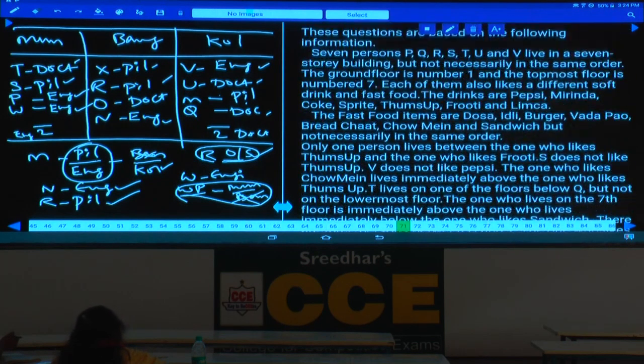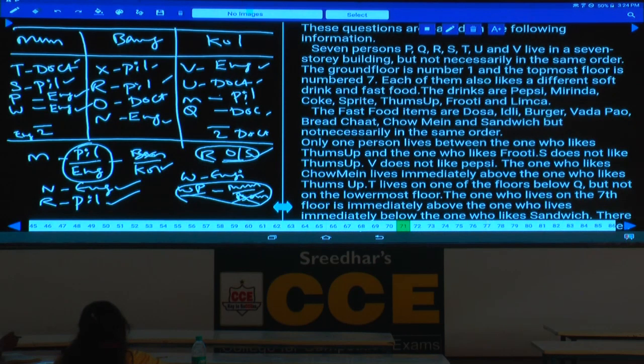7 persons, P, Q, R, S, T, U and V, live in a 7-story building, but not necessarily in the same order. Each of these persons is living on a separate floor, and the ground floor is number 1, the topmost floor is number 7. Each one of them likes a different soft drink and fast food. The drinks are Pepsi, Mirinda, Coke, Sprite and so on up to 7. And the fast food items, there are 7 items given: idli, burger and so on up to sandwich, but not necessarily in the same order. This is the description of these 7 persons.